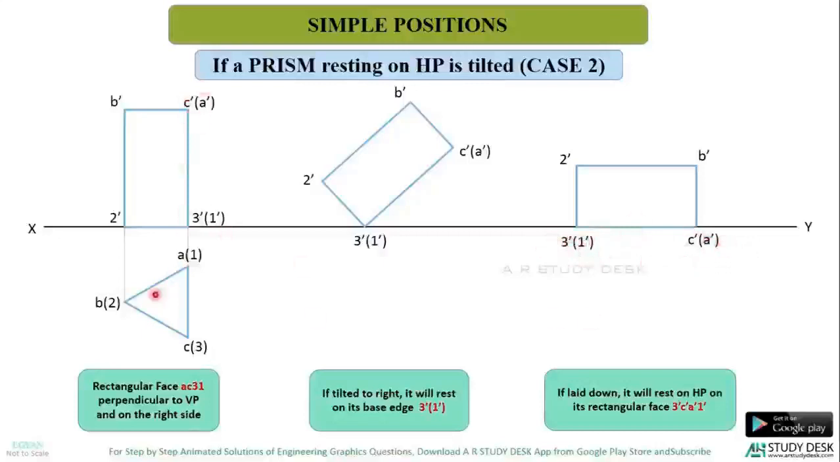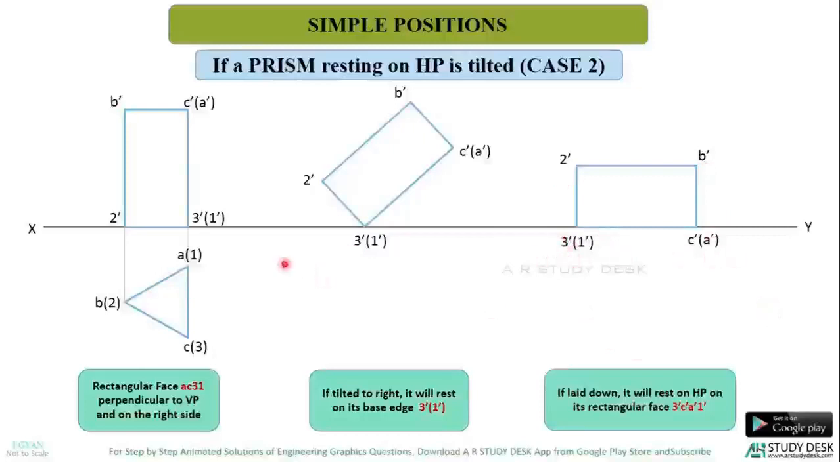So we understood that if you keep the rectangular face of the prism on the right side like this, and if you just tilt it to the right side, it will rest on its base edge, and if you make it lie down, it will lie on its rectangular face.